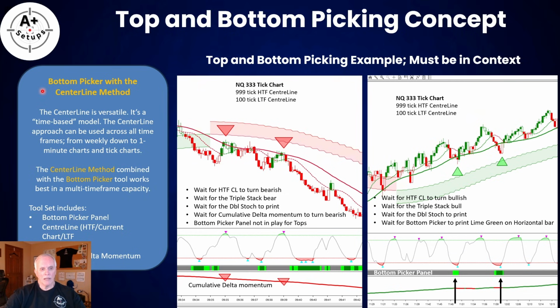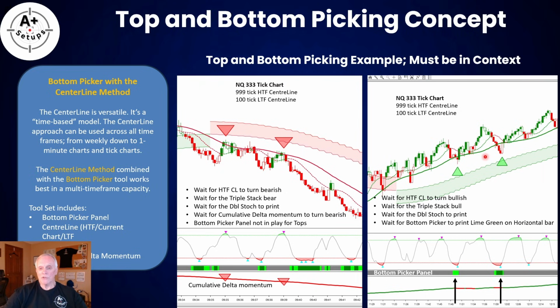All right, this is the bottom picker with the CentreLine method. Now the CentreLine method is this toolkit where we have a center line, which is this red line. It's in a downtrend, and over here it's in an uptrend. Okay, that's a center line. Now the higher time frame center line is the cloud. Over here it's the green cloud. The lower time frame center line is this thin dash line. Now these triangles are hand drawn to show you where the key trade locations are in both of these trends.